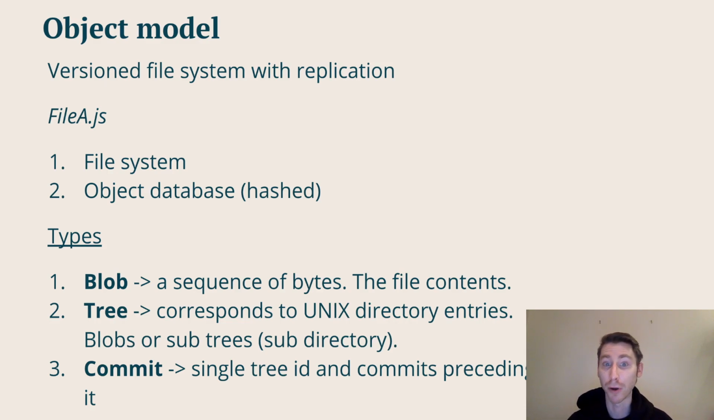Today we're going to be looking at blob, which is a sequence of bytes. A blob in Git will contain the exact same data as a file, it's just that the blob is stored in the Git object database, so it's basically the file contents. And there's a tree, which corresponds to Unix directory entries. They can contain blobs or subtrees, or subdirectories. The commit tree has the entire project in blobs and trees at the time of the commit. So you can recreate the entire project from that tree, always from the root directory, even if a subdirectory file is being updated in the commit. And then there's commits, where there's a single tree ID and the commits preceding it.